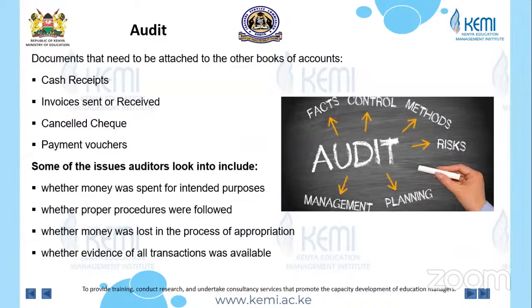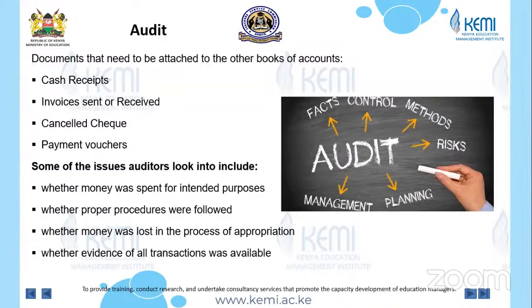Madam Monica really exhausted this part on the issues that auditors look into, whether money was spent for the intended purpose. Some of the documents that Madam Monica was talking about point to this area, whether money was spent for the intended purpose, and therefore they need to cross-check that you raised this amount of money to buy this asset. They look at the market value vis-a-vis the amount of money that you've got, and whether the proper procedures were followed.